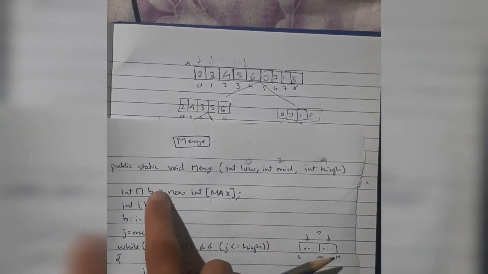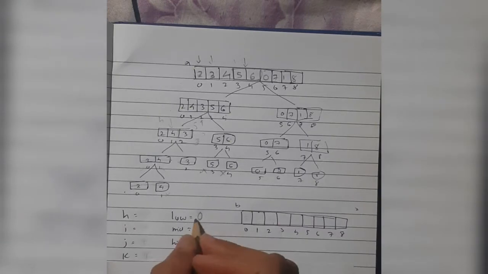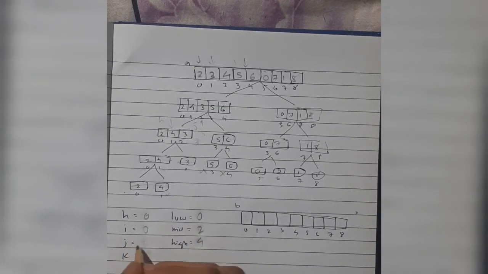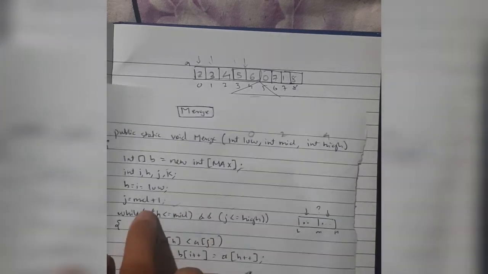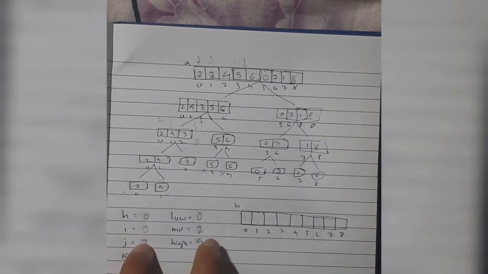Now with these new values we'll be creating a new array here, b. We'll be clearing all the elements here, then we'll be creating i, h, j and k. H and i will be low. What is low? Low is 0, we'll be writing here 0, and j is equal to mid plus 1, so 2 plus 1 is 3, and then we'll be comparing h is less than or equal to mid. Is h less than or equal to mid? Yes. J is less than or equal to high. True.